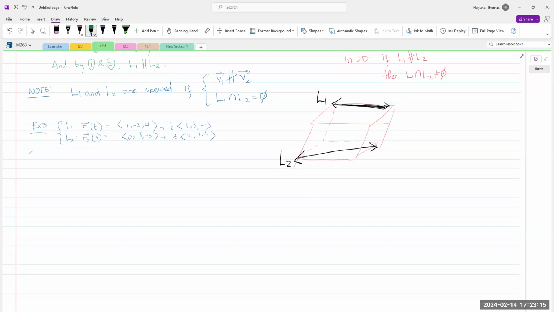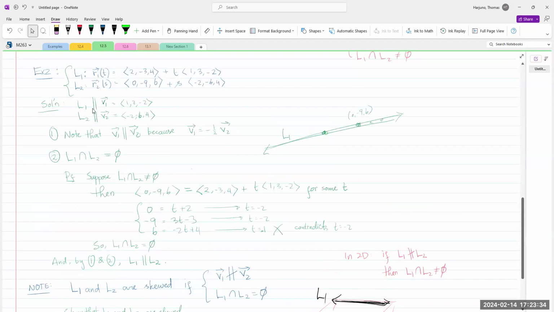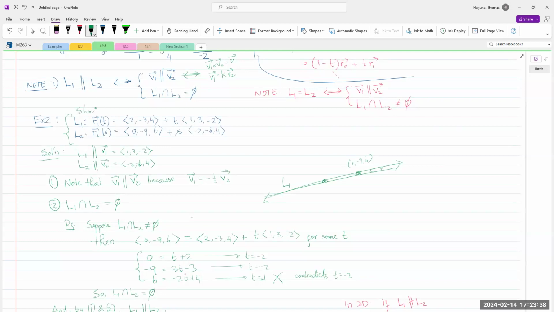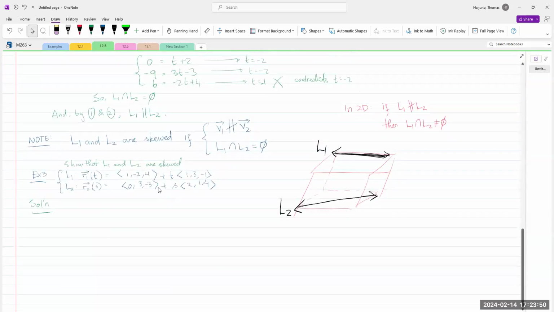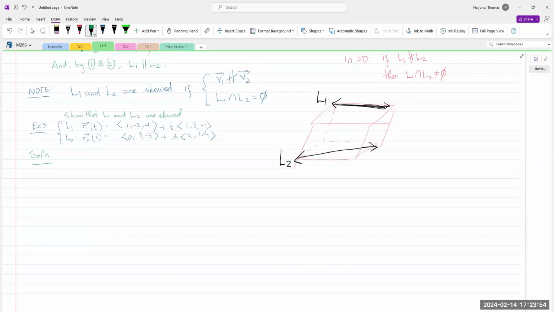Okay, now solution. I think I need to write the question. Show that L1 and L2 are skewed. And for example 2, I forgot to write the question also. Show that L1 is parallel to L2. The first thing we need to work on is to look at the vectors parallel to each line. So line 1 is parallel to v1, which is (1, 3, -1), and line 2 is parallel to v2, which is (2, 1, 4).